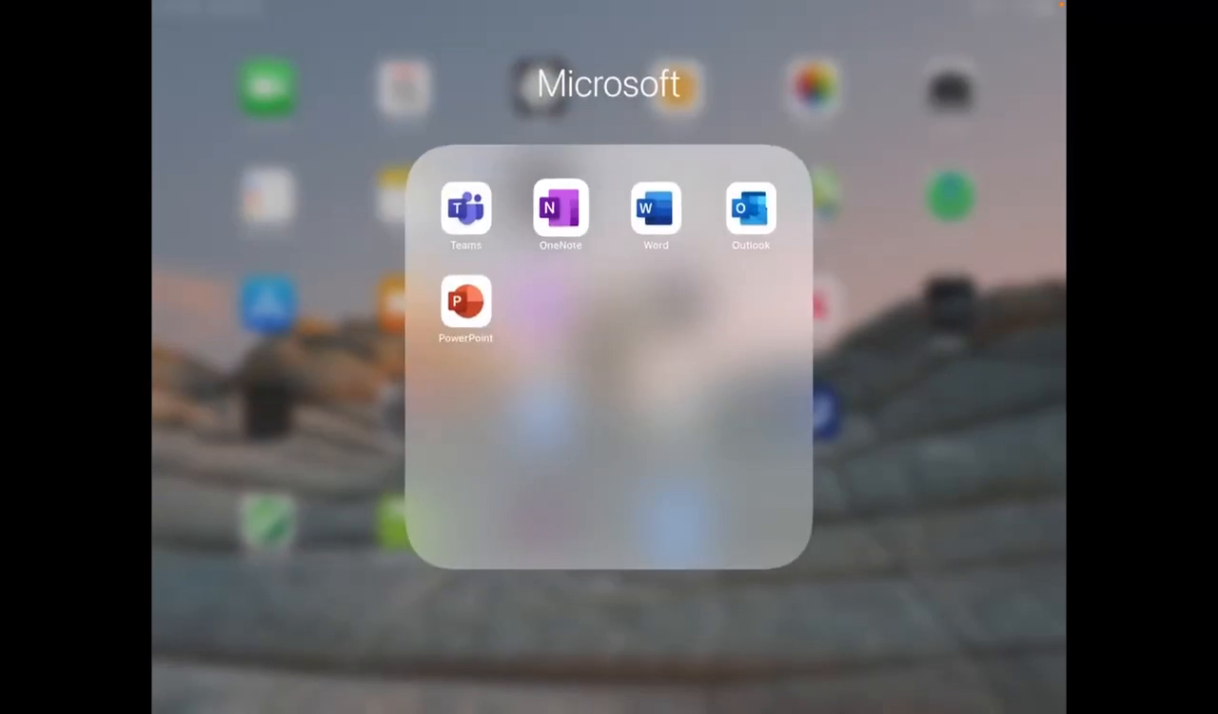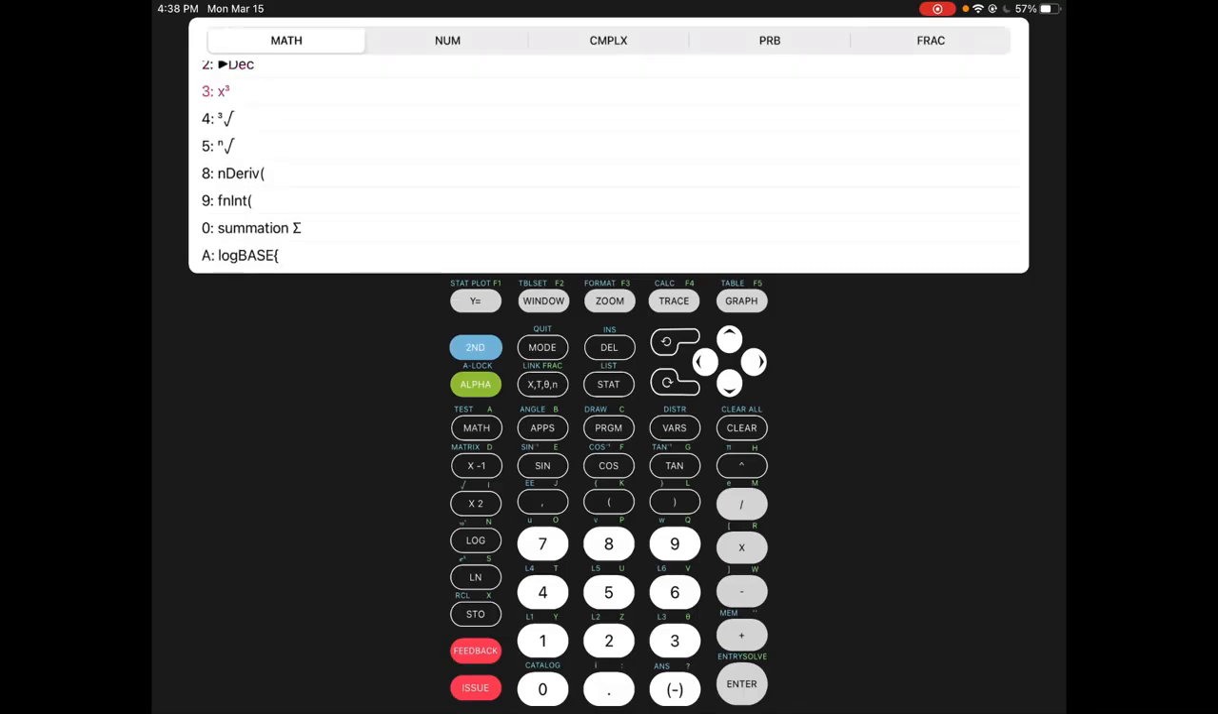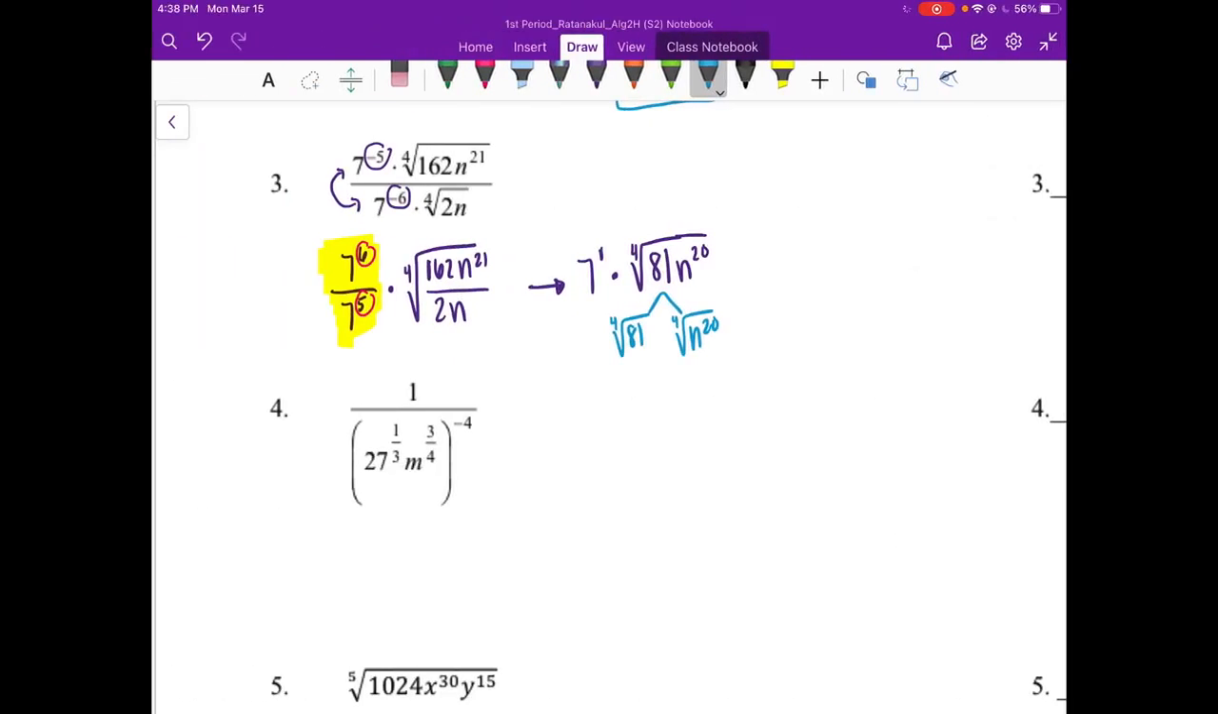So just a reminder, if you're in your calculator, to get to the 4th root or any root, you want to click on Math. You want to go down to number 5 and click Enter. You can type 4 into the index, and in this case, we need to find 4th root of 81. So this gives me 3, and then I'm thinking about dividing 20 by 4, so I get n to the 5th. I still have 7 to the 1st power, which is just 7, and I will multiply it to 3n to the 5th, and I end up with 21n to the 5th.